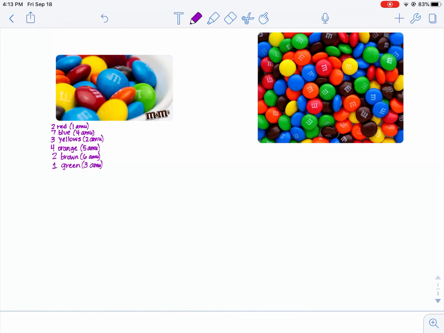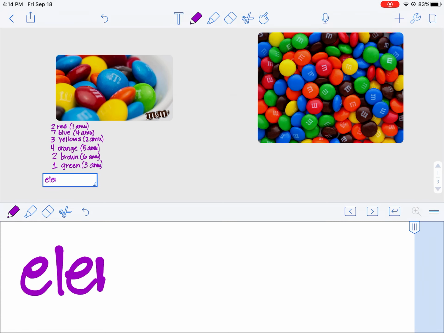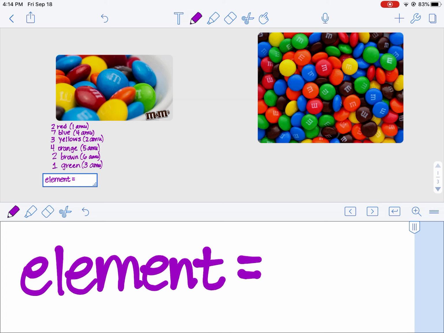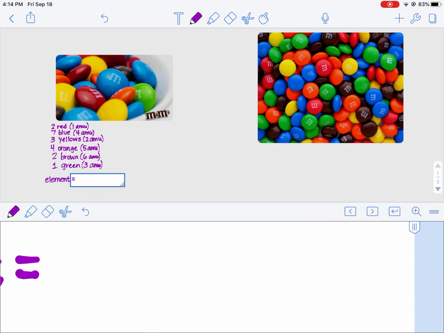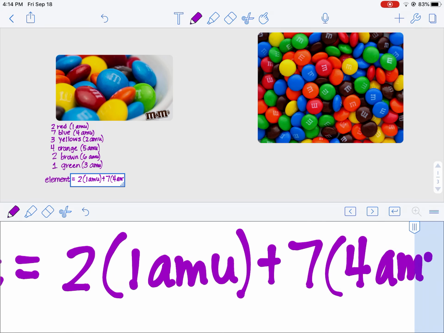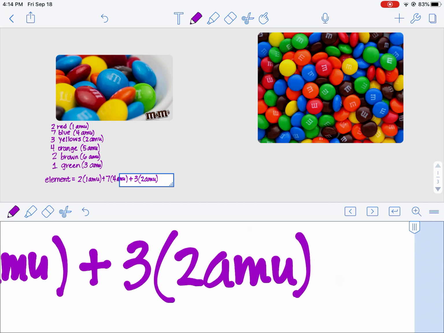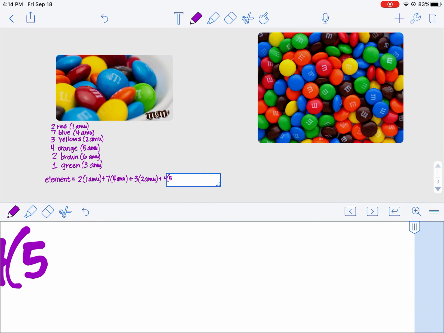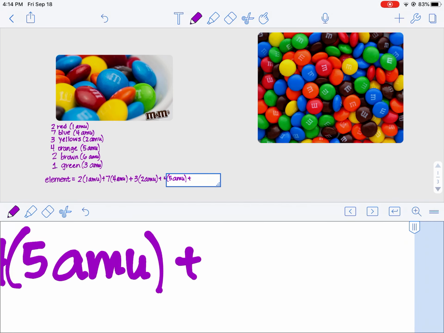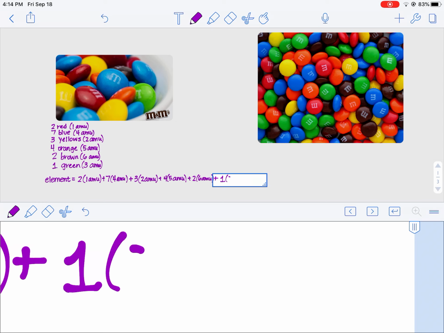All right, so let me go ahead and continue the concept here. If I wanted to find out what the mass of the element is, I need to find out the mass of all the individual candies in this sample and add them up together. So I've got 2 reds. I've got 7 blues. I've got 3 yellows. I've got 4 orange. I've got 2 brown. And I've got 1 green.